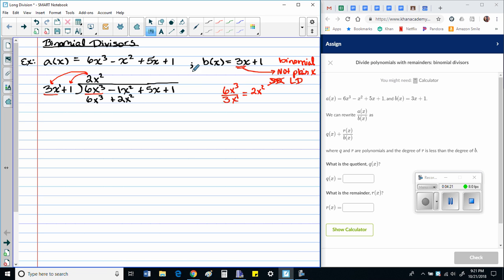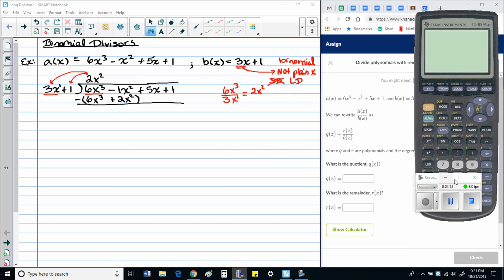Okay, now you put parentheses around all of these and you subtract. So 6 minus 6 is 0, so those are going to cancel. I'm just not going to draw anything. And then negative 1, and it's okay to use your calculator.